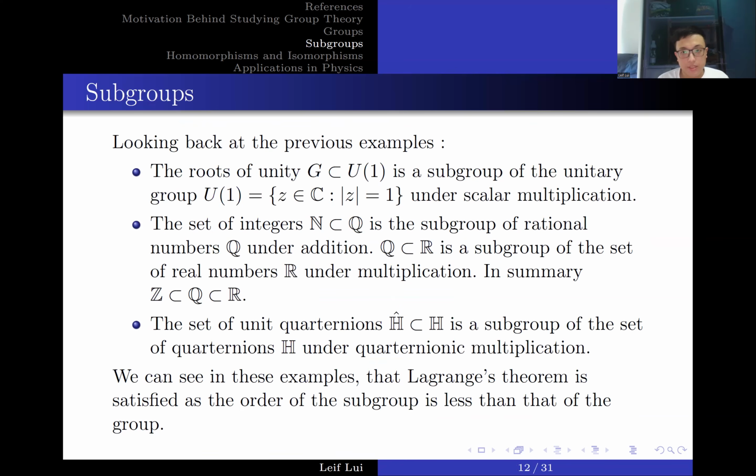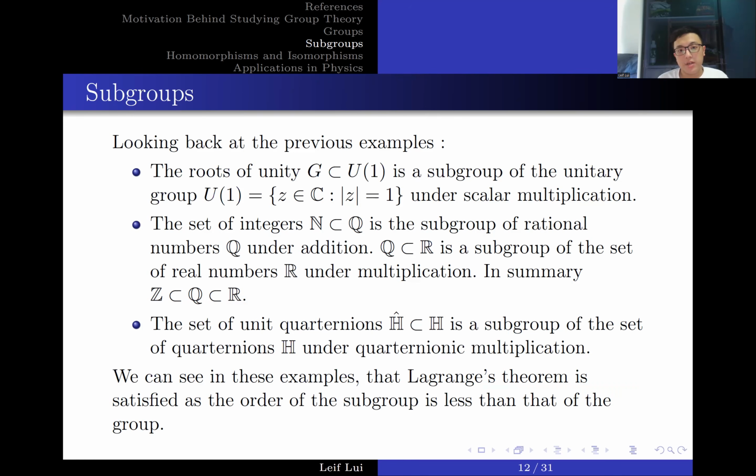Another example, when we talk about the real numbers, is that the set of integers is a subset of the rational numbers. The integers are just numbers like 1, 2, 3, 4, 5, and the negative ones. Basically they have no fractions in them. But the rational numbers can include fractions like 1/7, 2/3, etc. So under addition, the integers are a subgroup of the rational numbers.